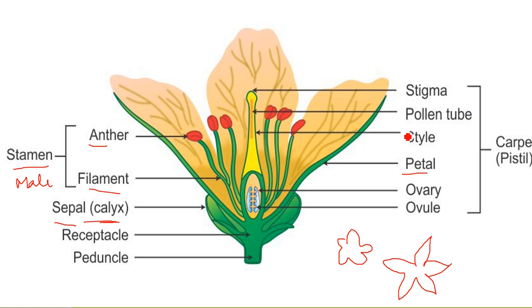Then the second main part is the female part of the flower, the female reproductive part, and we have that female reproductive part as carpel and pistil. It has two names. Okay, yes, it is further divided into three parts. One is stigma, second is style, and third is ovary.